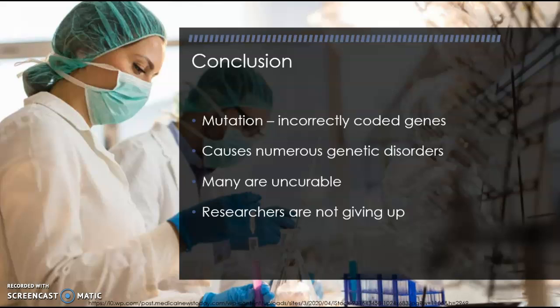However, in conclusion, researchers are still hopeful, but mutation is incorrectly coded genes. Essentially, it causes numerous genetic disorders. Many are uncurable, and like I said, people are still trying. My dad actually has his PhD in immunology, and he's been researching a cure for prostate cancer for the past almost 30 years at Texas Tech University. So, I mean, he's one of many that are still trying to help to fix these genetic disorders.